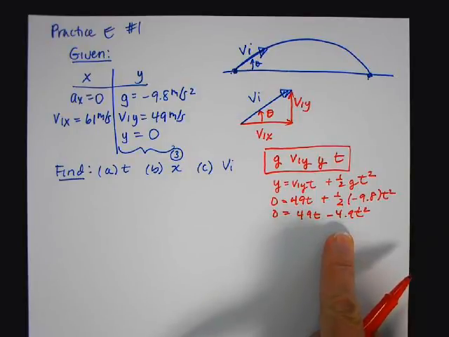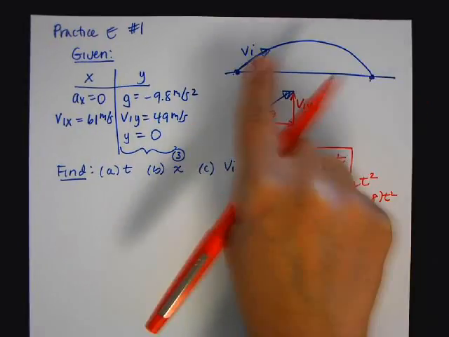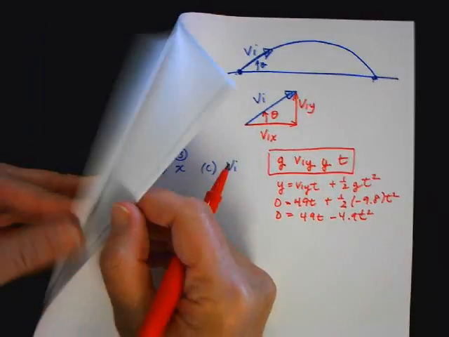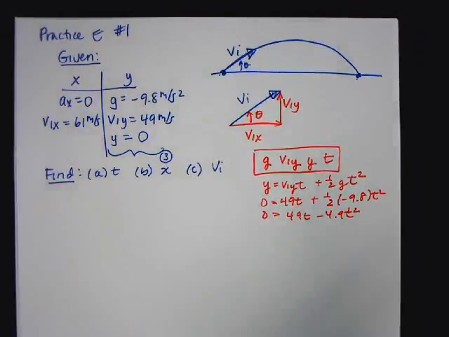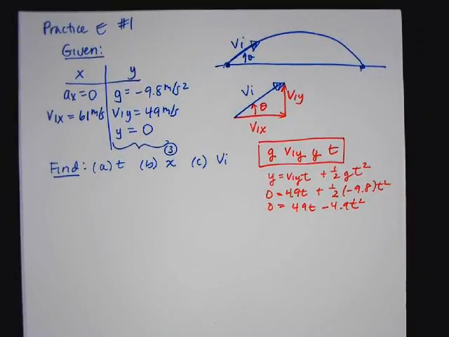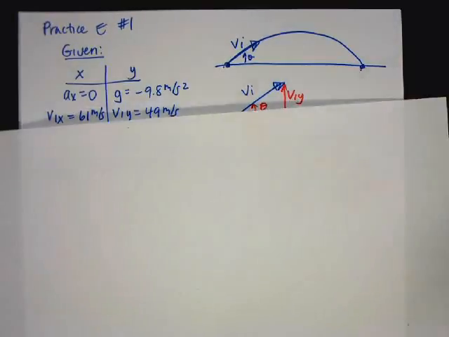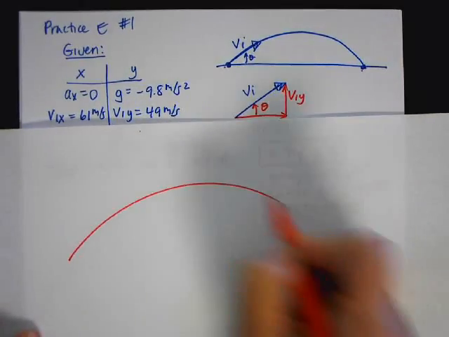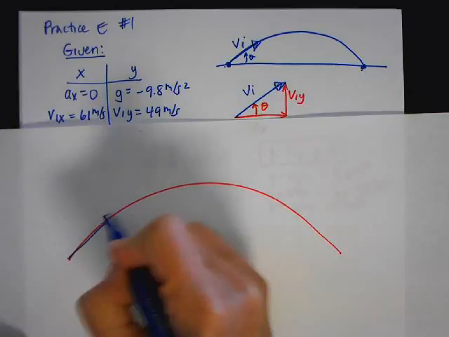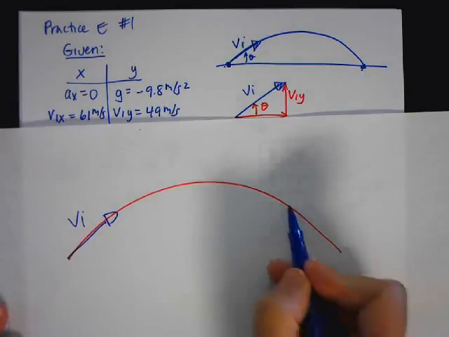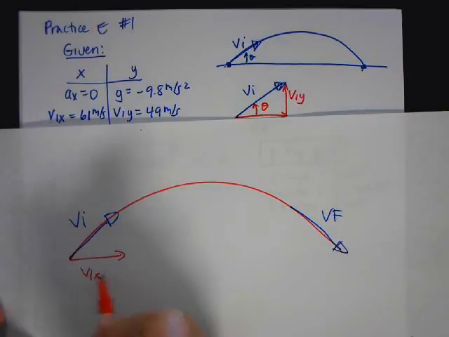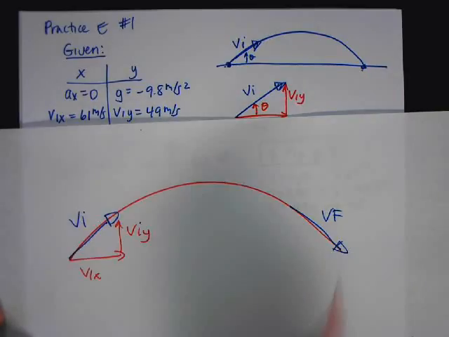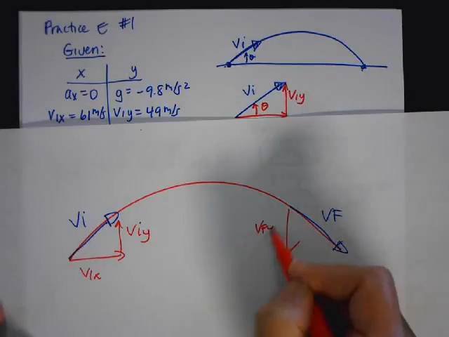When you look at this projectile, and let me just do this on another piece of paper just to show you so I can explain it clearly. When the projectile goes like this, this is VI, and this is VF. Now, we don't take air resistance into consideration. So remember, this is going to be VIX, and this is going to be VIY. This is going to be VFY, and this is going to be VFX.